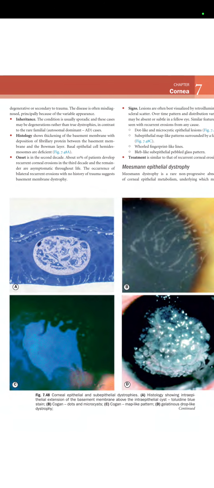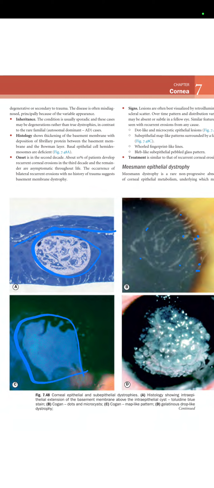Corneal epithelial and subepithelial dystrophies. A is a histology showing intraepithelial extension of the basement membrane above an intraepithelial cyst, toluidine blue stain. So this is an intraepithelial cyst, and you can see an extension of the basement membrane. B is showing Cogan dots and microcysts. And C is showing the Cogan map-like configuration pattern. So this is a map-like pattern.